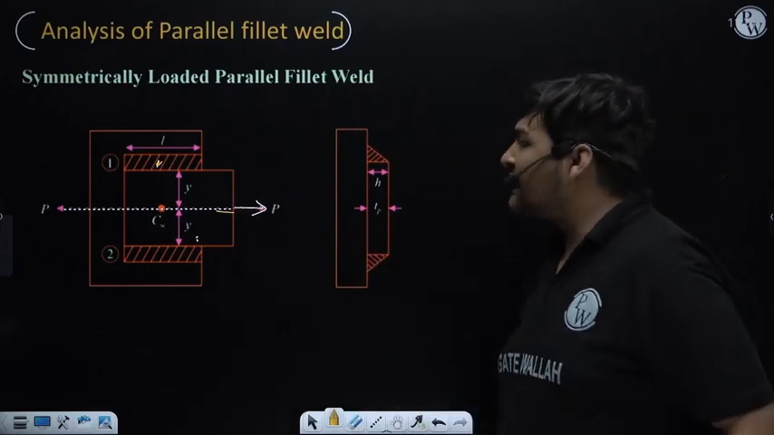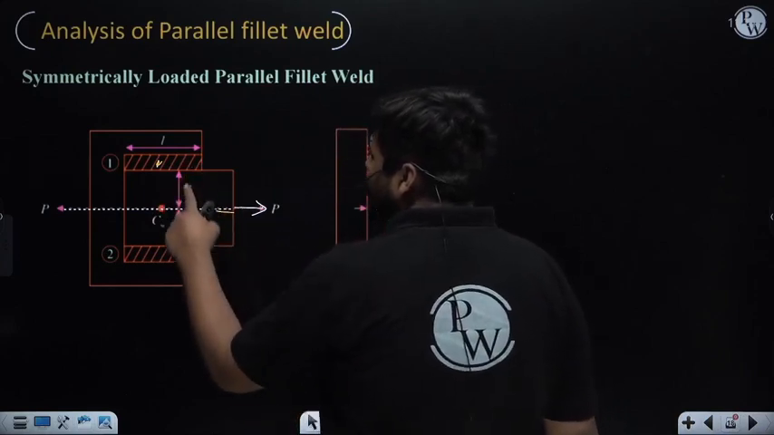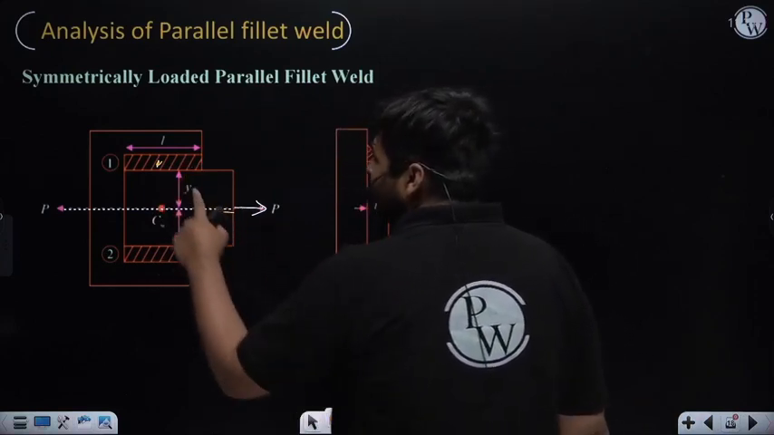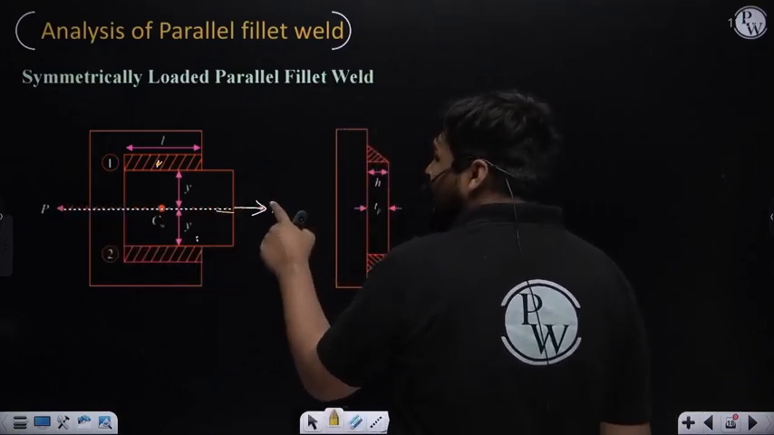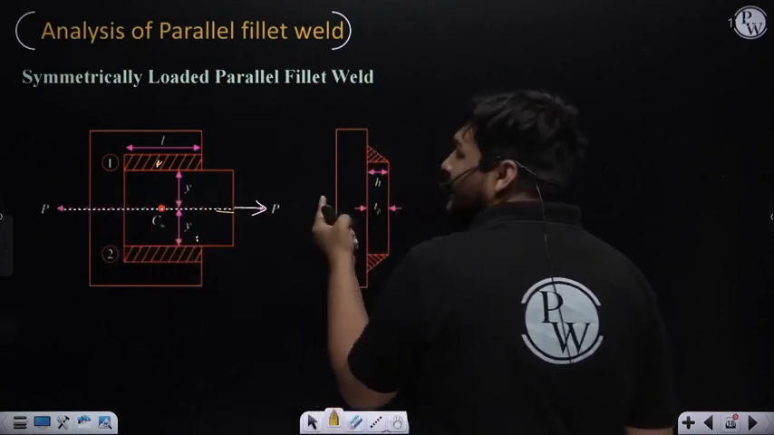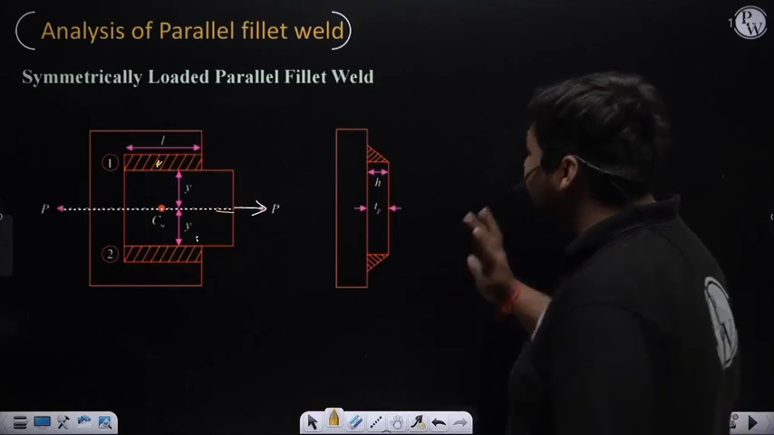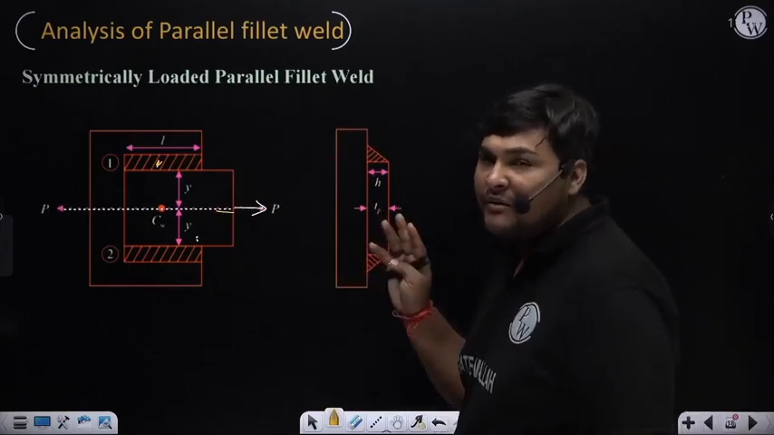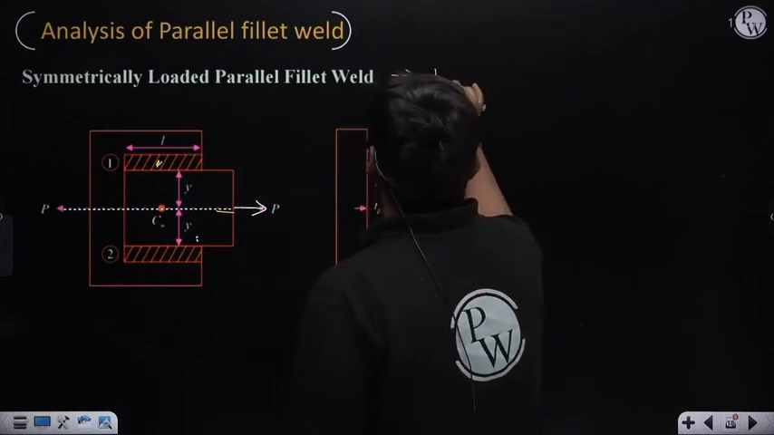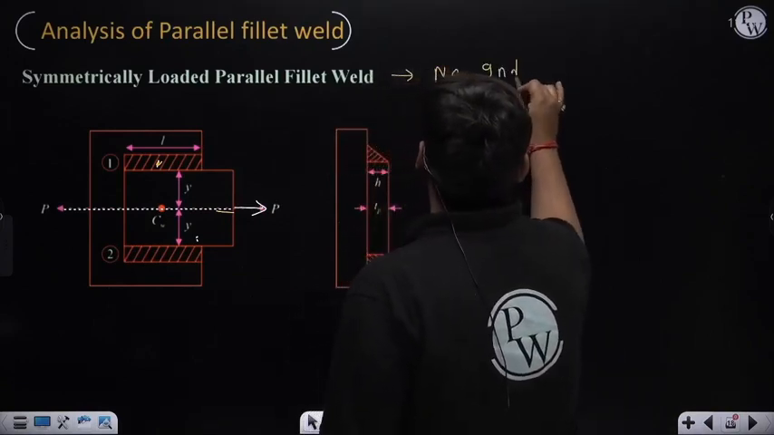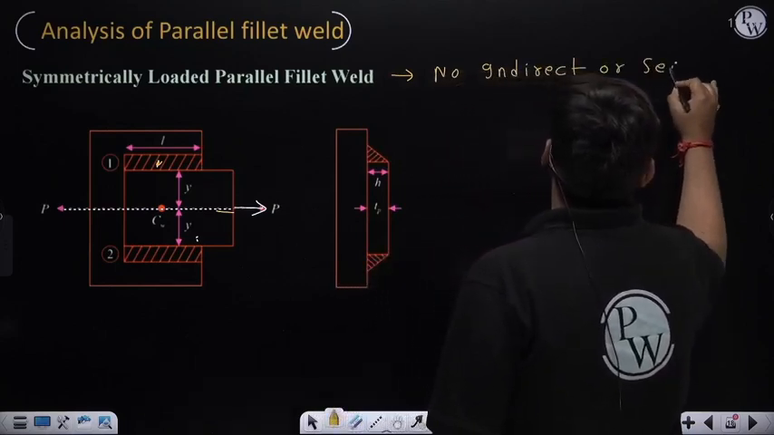So right now in this diagram you can see the line of action of force P is passing through the combined centroid. Why? Because the lengths of both weld 1 and 2 are the same, meaning the combined centroid will exactly come on the midline. And right now the line of action of load P is also coming on the midline, meaning the line of action of force P is passing through the combined centroid. It means here primary or direct stress will come, and we will understand how to calculate that. But here, can I say now that no indirect or secondary stress will be induced?